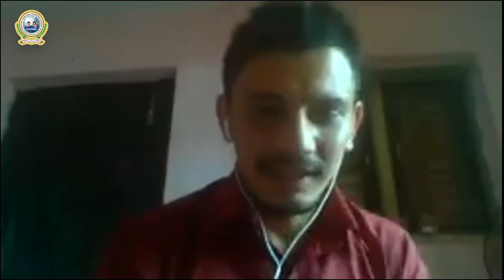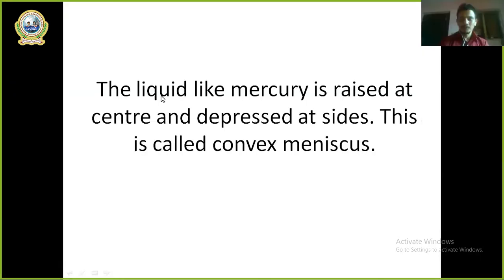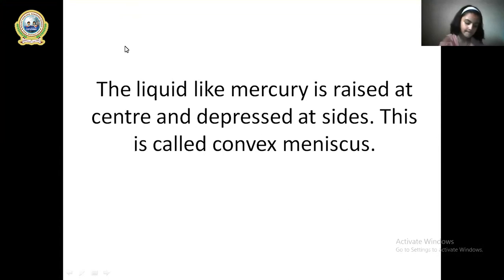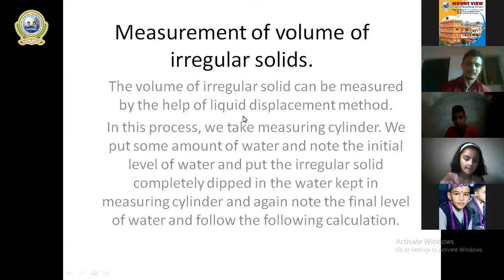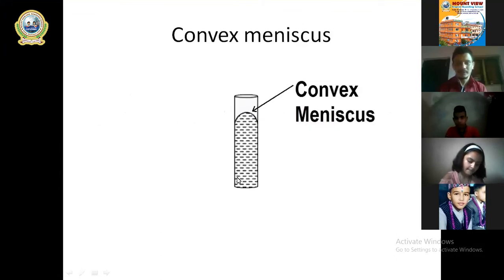So if we talk about mercury, let me share the slide. Mercury is one kind of liquid element. When we put mercury in a vessel, let's say it is a test tube, then it appears in this shape. The center one, this is mercury. The center one is raised, and the side one is depressed.